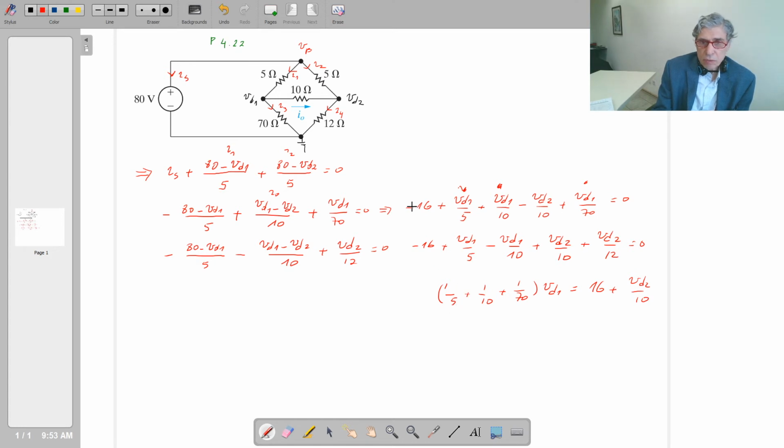I'm dealing with this equation now, let's say. You're going to multiply this to make it 14. 14 times 5 is 70, isn't it? So 14 plus 7 plus 1 over 70 VD1 is equal to 16 plus VD2 over 10. So that is 22 over 70 VD1 is equal to 16 plus VD2 over 10.